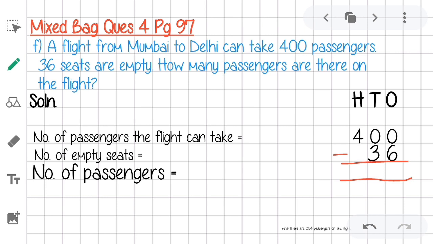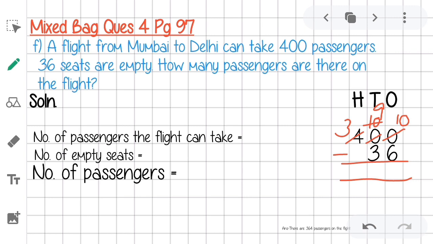So ones place will go to tens place to borrow 1 for itself. But in the tens place also we can see we do not have anything to borrow. So tens place will go to the hundreds place to borrow 1 from 4. So 4 will become 3 and 0 in the tens place will become 10. Now ones place can borrow 1 from 10. So 10 will become 9 and this 0 will become 10.